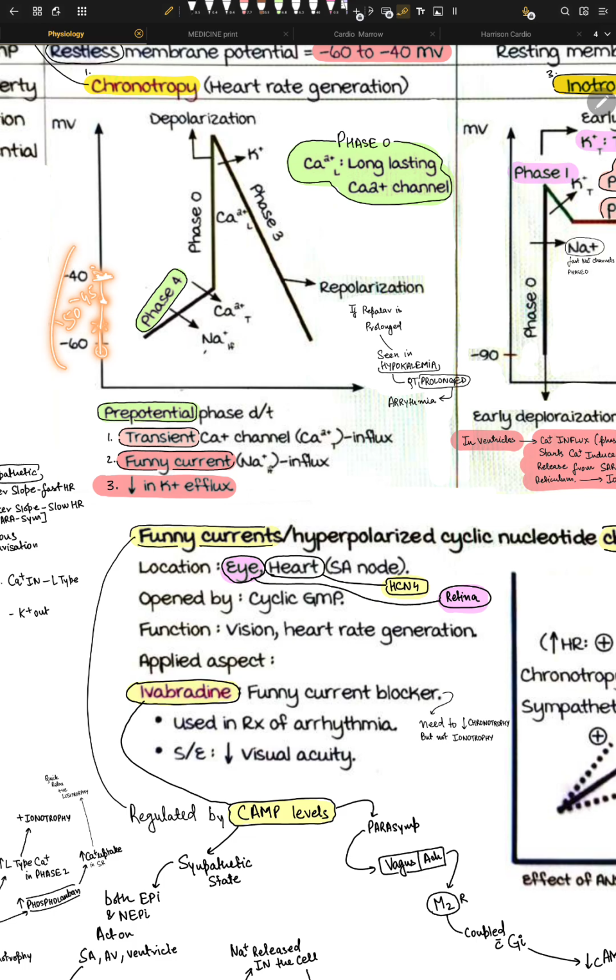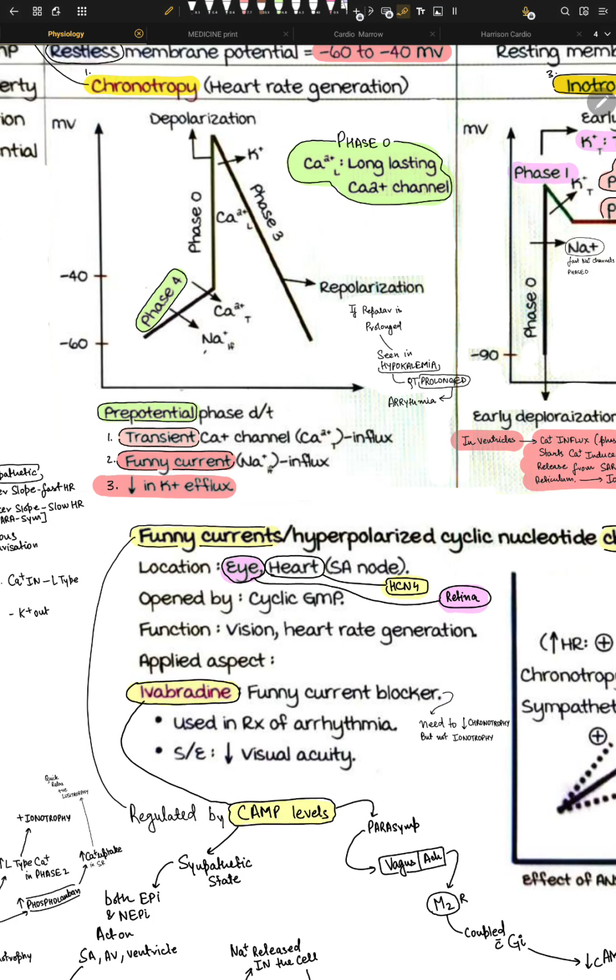So I hope you understand this, right? The cell has now reached minus 40. Which cell? SA nodal cells. They have reached minus 40 because of these three things: sodium inside, calcium inside, and potassium outside. And now we are here. Imagine you are one of those SA cells.